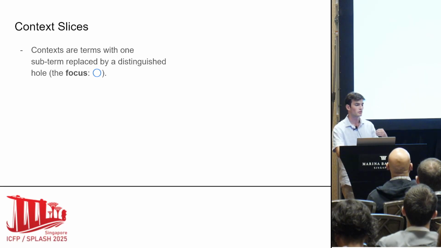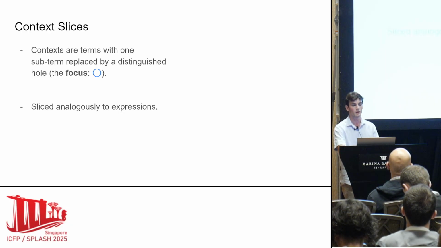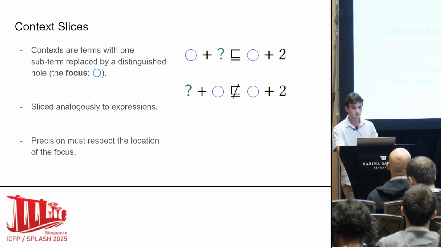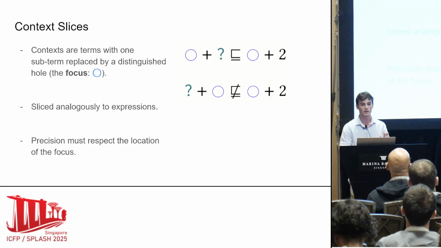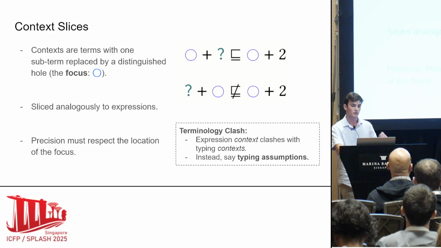So we want to use contexts in the same way that contextual dynamics has contexts where you choose one subterm as the focus. And they can be sliced basically the same way, but you need to make sure that the focus stays in the same place, structurally speaking. And a few people have told me that the terminology can be a bit confusing here because there's also typing contexts, which I'll talk about a lot. So to avoid a clash with these sort of contexts, I'll always be calling typing contexts typing assumptions directly.